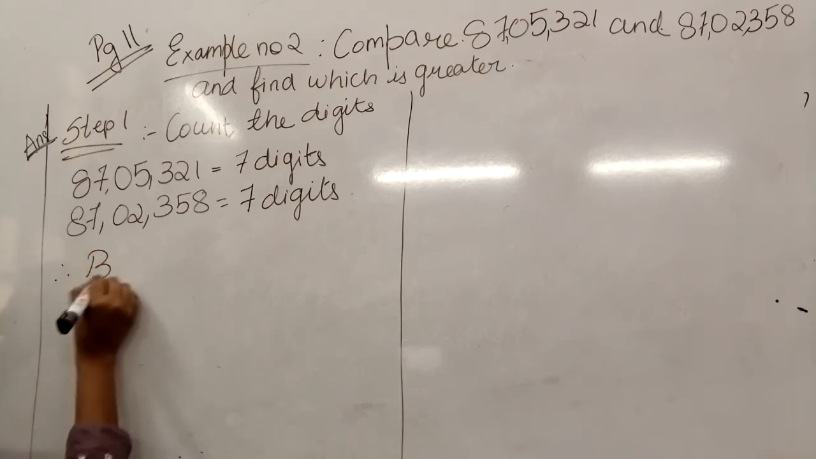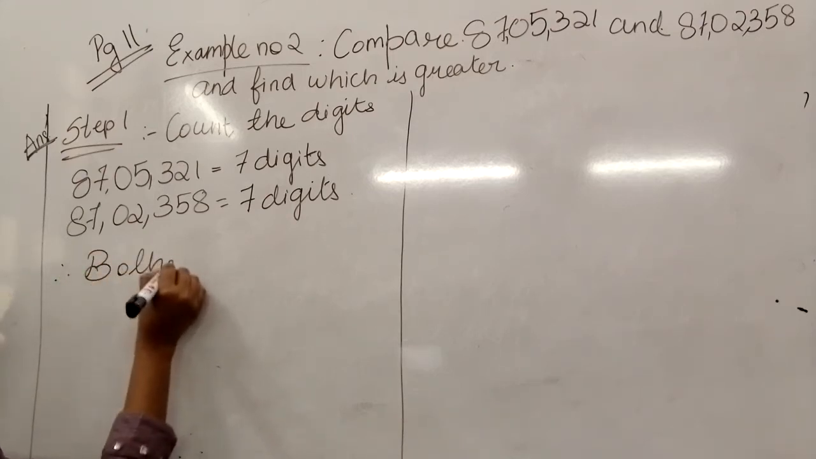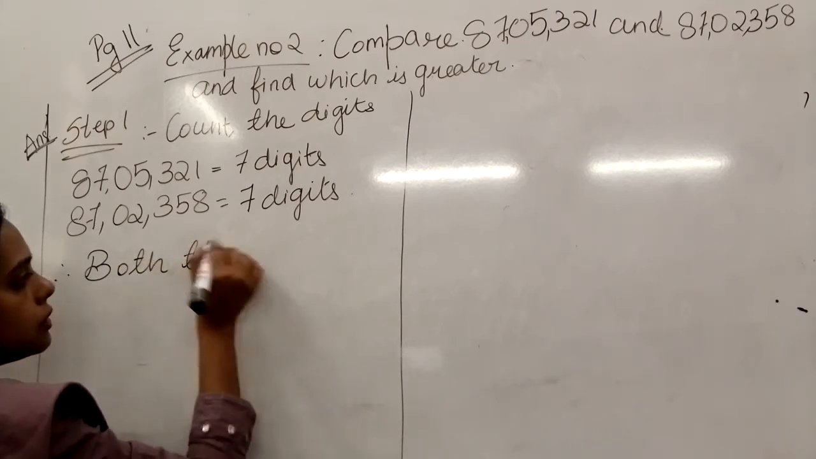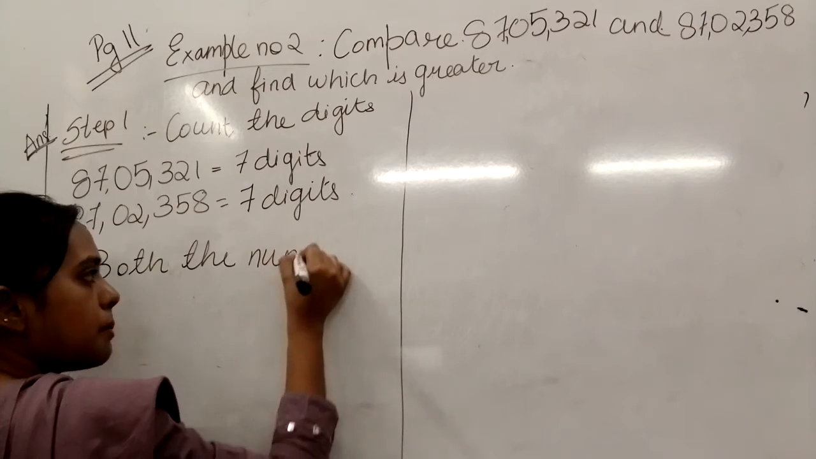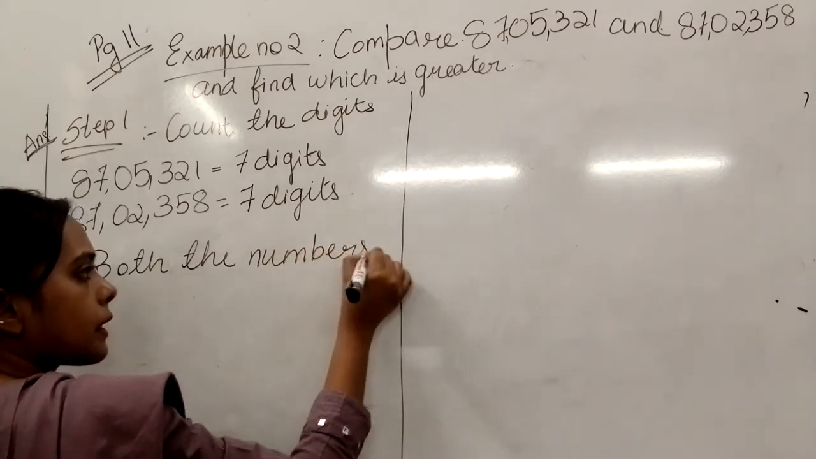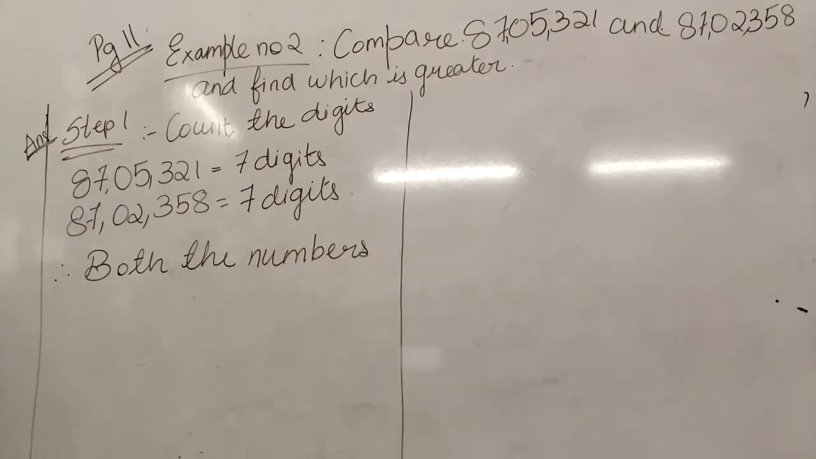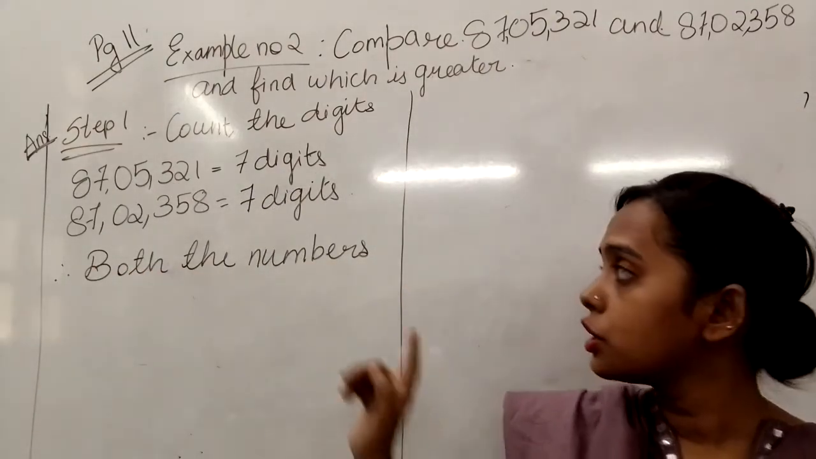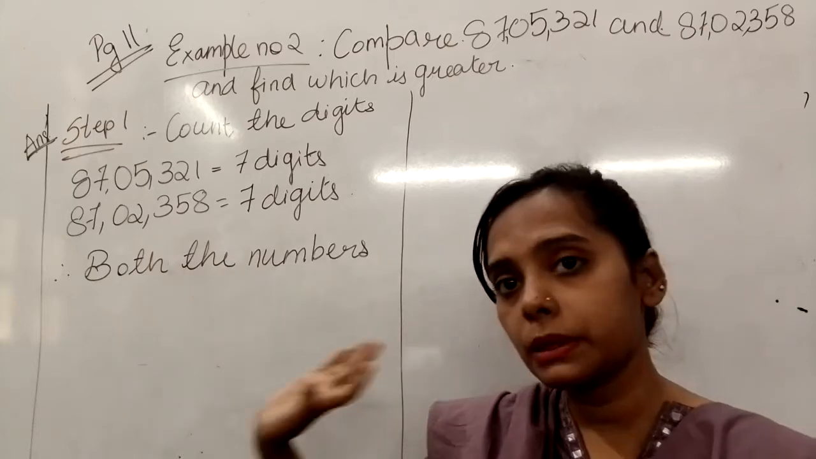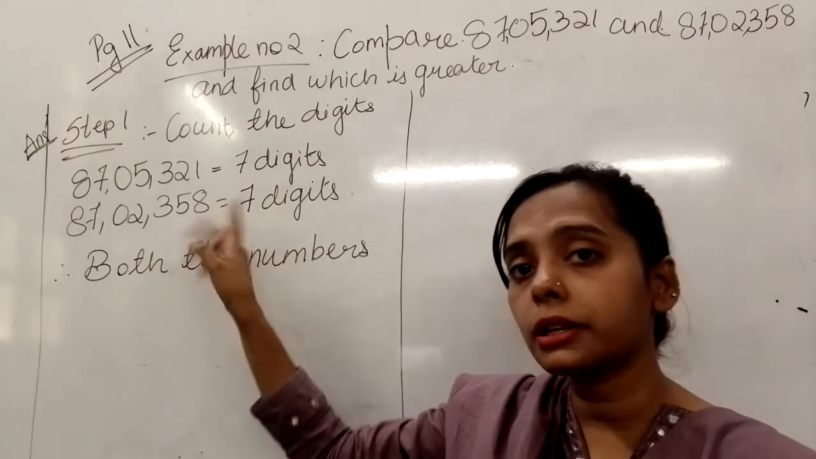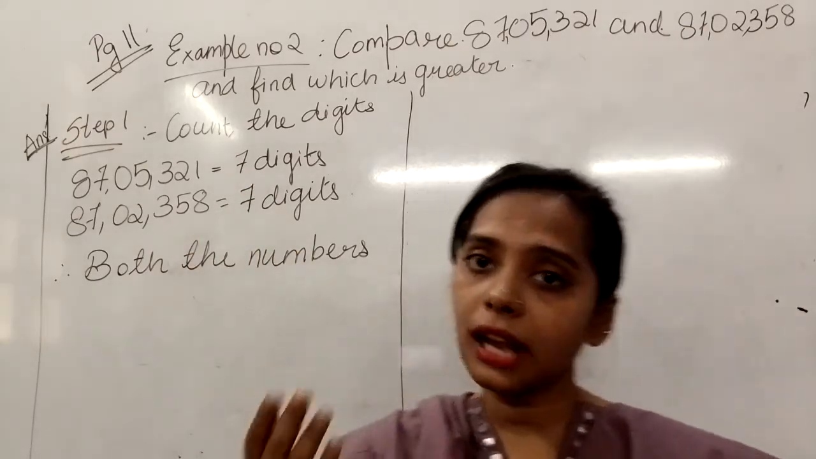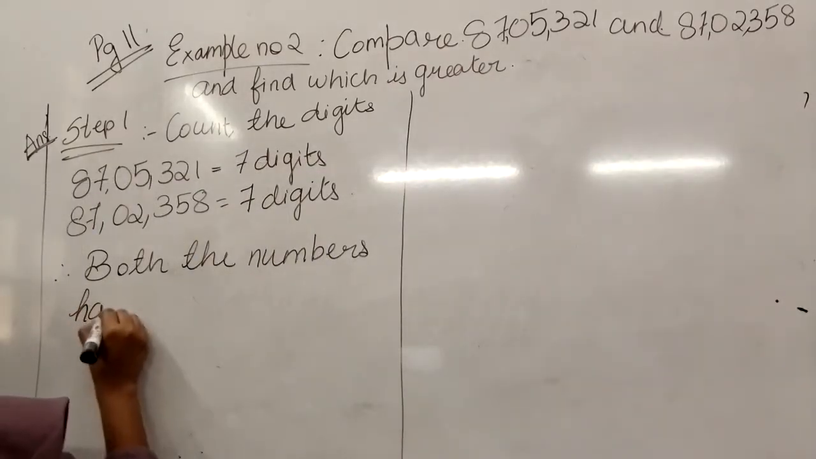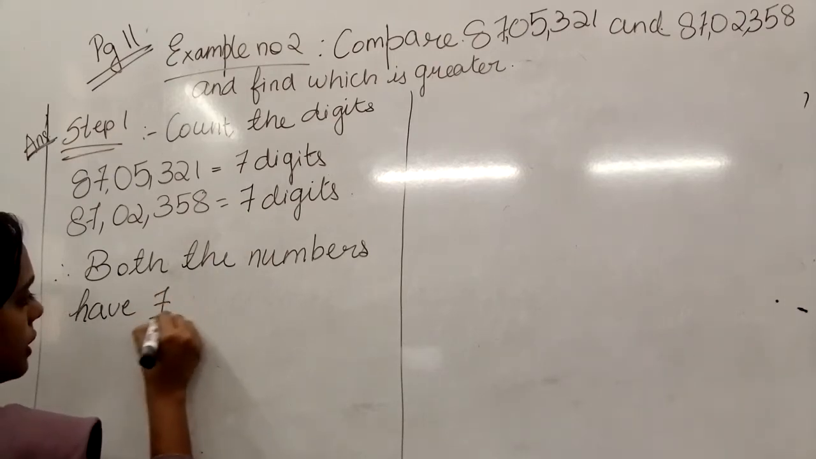Therefore, both the numbers. What will you write? You have come to know that both the numbers have 7 digits. So what will you write? The same thing you have found out: that both numbers have 7 digits. So you will also write that. So both the numbers have 7 digits.